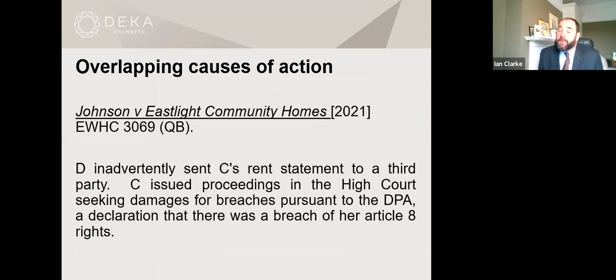Not only that, you see how overlapping causes of action are dealt with in cases like Johnson and Eastlake Community Homes. Now, what happened in that case was that the defendant inadvertently sent the claimant's rent statement to a third party. That was it, nothing much to it. The claimant issues proceedings in the High Court seeking damages under the GDPR, a declaration, and claims for misuse of private information and so on.